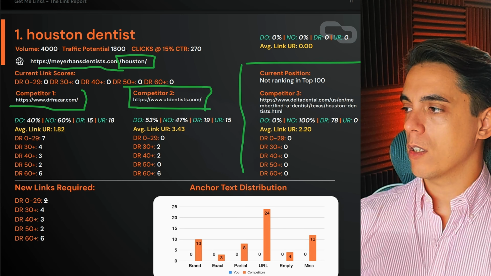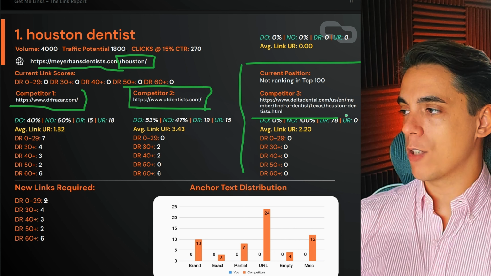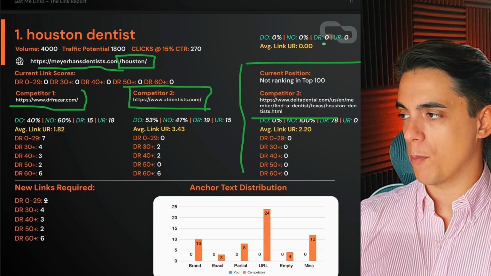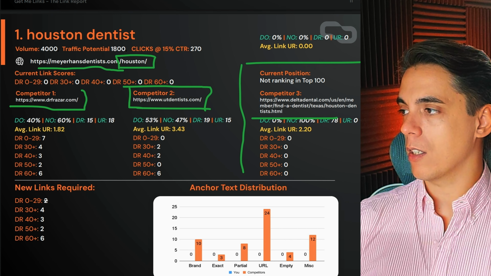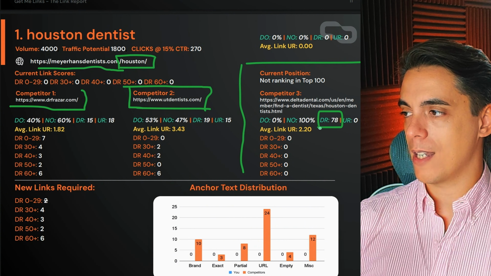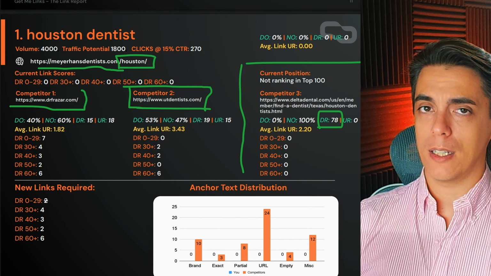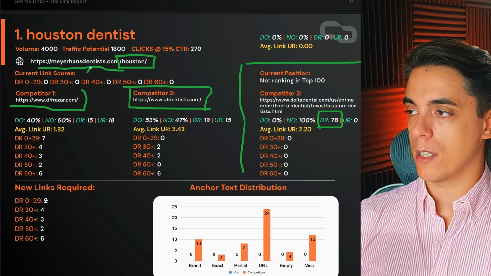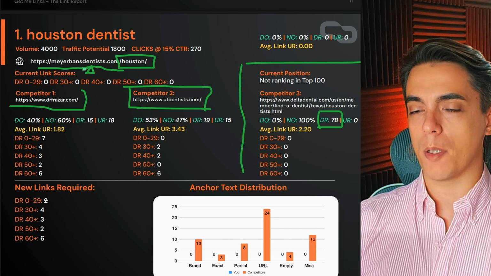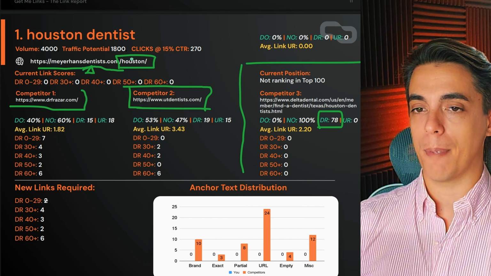What we do see here is Delta Dental. They're a chain, they're an insurance provider from what I understand. And as you can see here, they have a wild DR, 78. I don't feel like growing these brands' DR all the way to 78 before seeing results. So I'm gonna have to be a little bit more effective here at the page level.